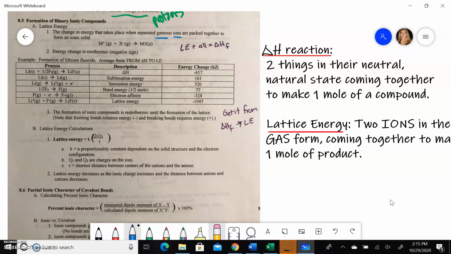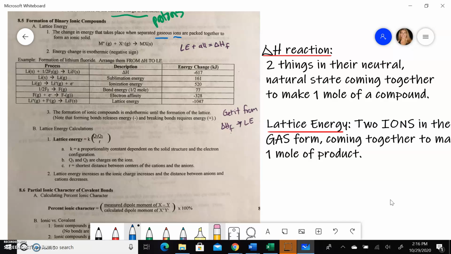So what you want to do is focus on two different reactions, the delta H reaction and the lattice energy reaction. And then you're going to try to get from the delta H reaction to the lattice energy. I'll show you what I mean in just a minute. First, just take a look at these steps and notice that some of them are positive and some of them are negative. The negative ones are ones that are forming bonds. So in that first one, the delta H, you're taking two different things. It's a synthesis reaction to form a compound.